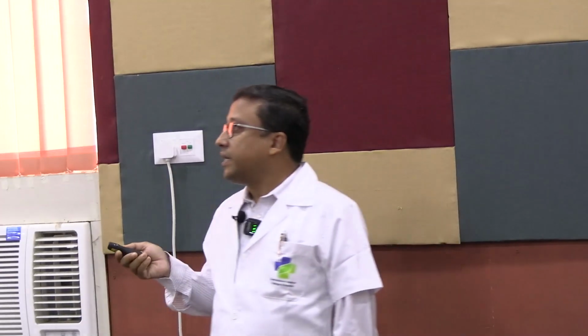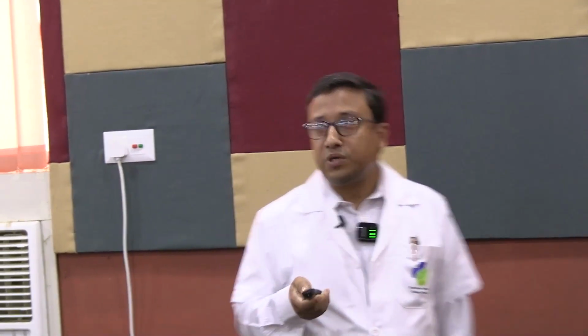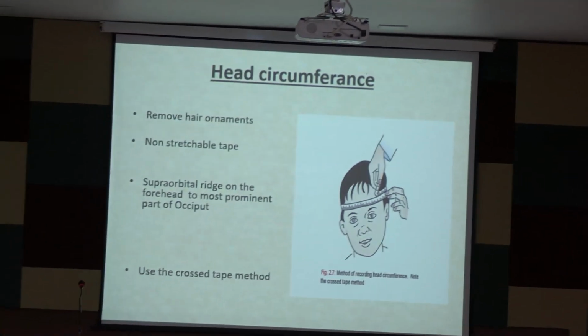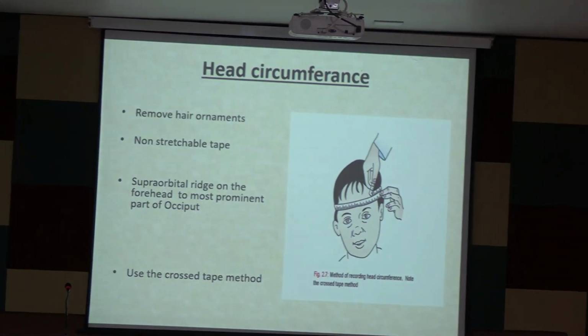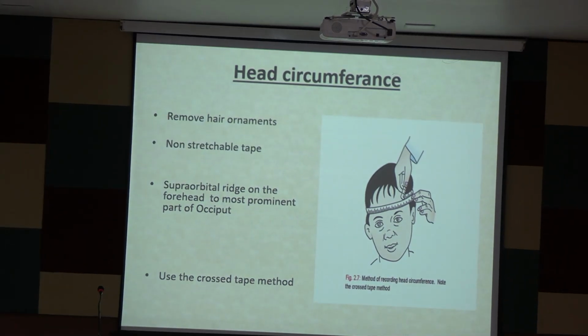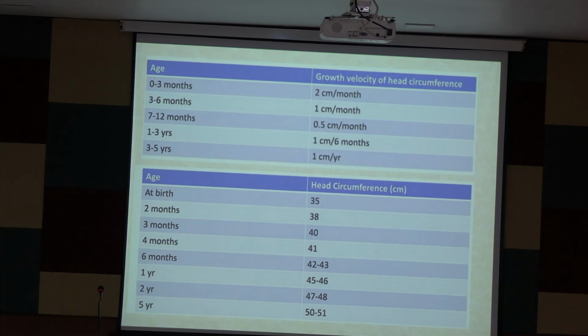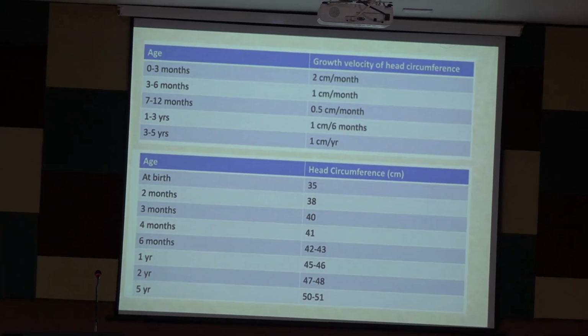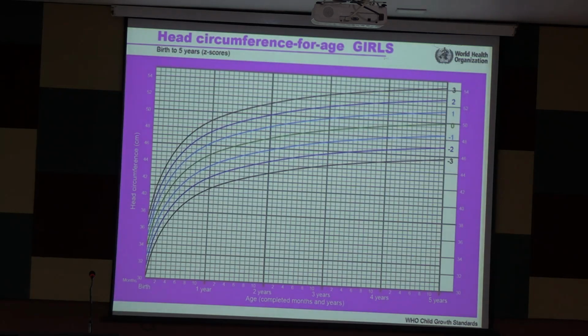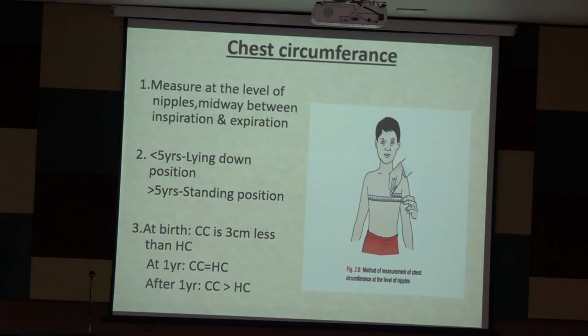Then the head circumference: the hair ornament should be removed. We should use a non-stretchable tape, and we should measure from the supraorbital ridge on the forehead to the most prominent part of the occiput, and we should overlap the tape as shown in the picture. These are the values of how the head circumference goes, and the standard measurements of head circumference. The head circumference should also be plotted on the standard growth curve.